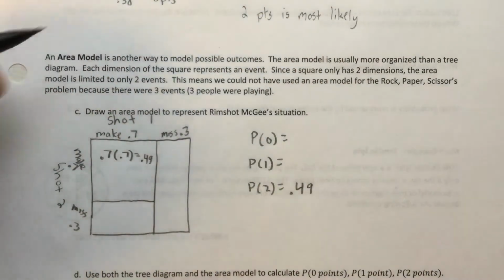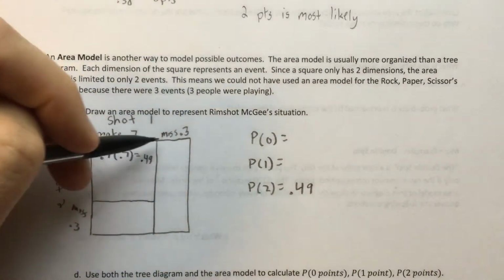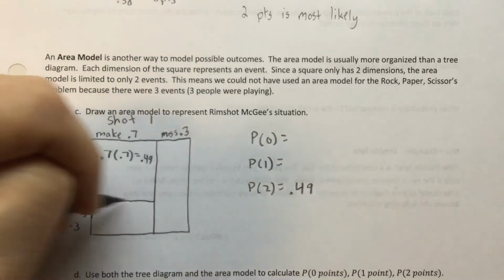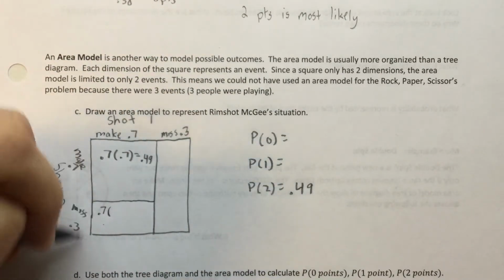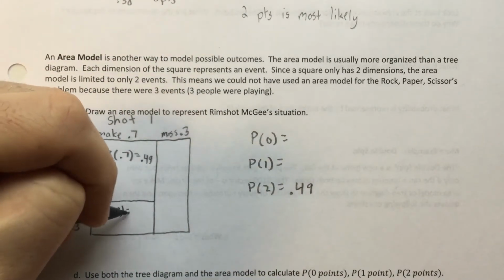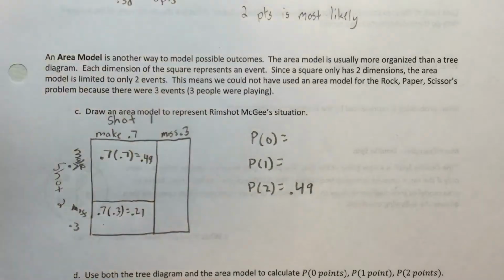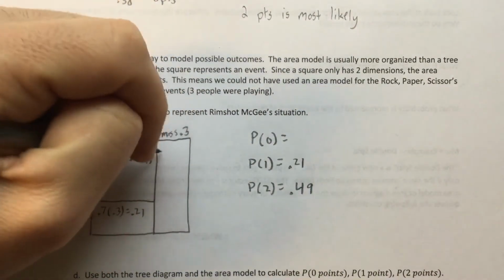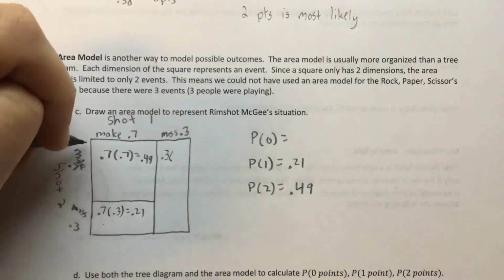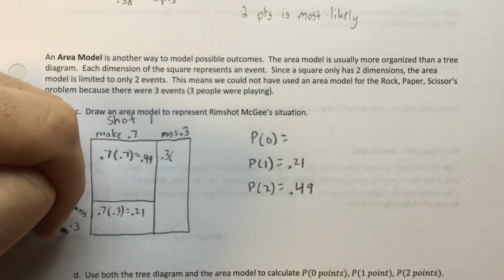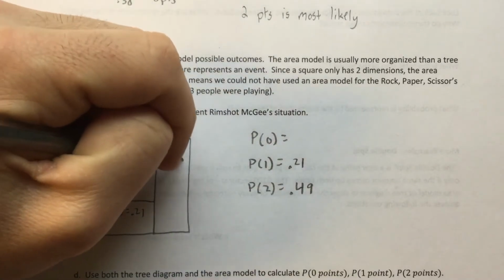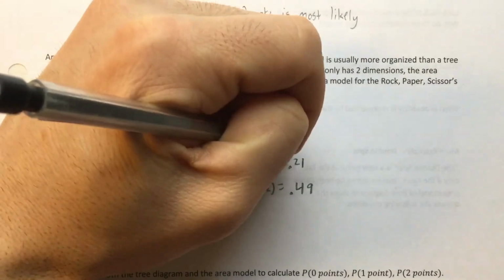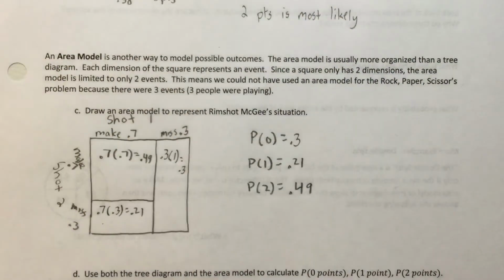Same thing we had. Probability of 1 point would be if I make the first, miss the second. This is 0.7 wide by 0.3 tall, which is 0.21. Same thing. And then if I miss the first, I don't get a second. So this would be 0 points. This whole thing is 1, 0.3 plus 0.7, so 0.3 times 1 is 0.3. So same probabilities we got above, just a different way of doing it.